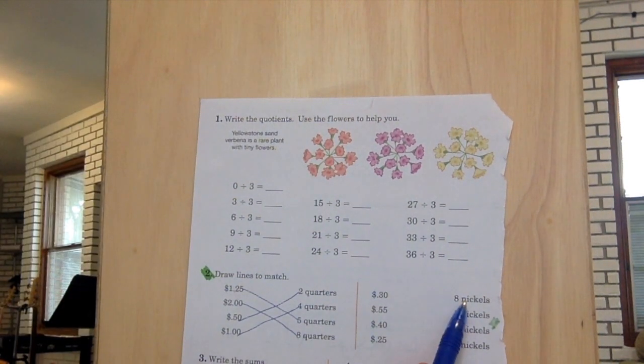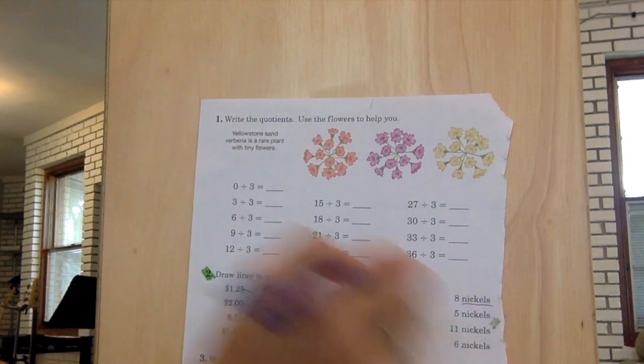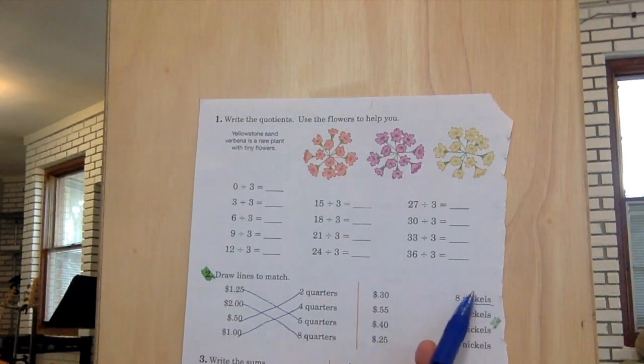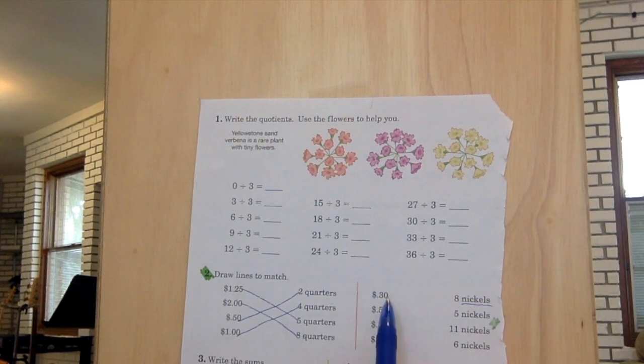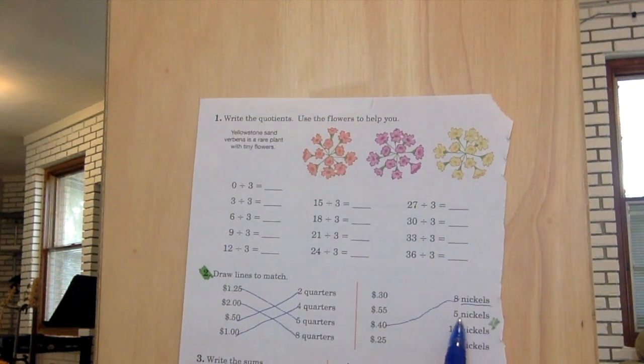So 8 nickels. We know that nickels, we count by 5s. So we're going to tap this right here 8 times, counting by 5s. Ready? 5, 10, 15, 20, 25, 30, 35, 40. Do we have 40 cents? We do. 5 nickels. So we're going to count by 5s 5 times. 5, 10, 15, 20, 25. 25 cents right there.